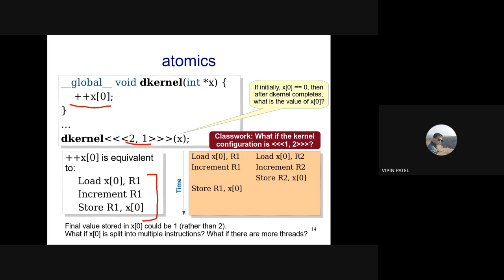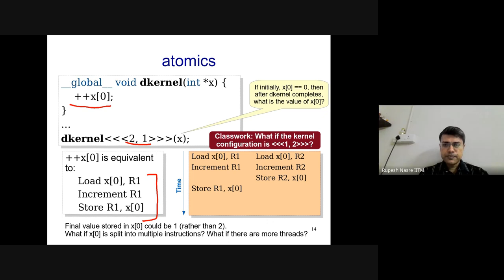The same can happen like thread 1's store is completed first, followed by thread 2's store. In that case, the value in the global memory will be 2. Sure. Thank you. So what is going to happen in this particular case, Vipin, if the launch configuration is 2,1, where the threads are independent? In that case, you are right that the value can be 1 or 2.